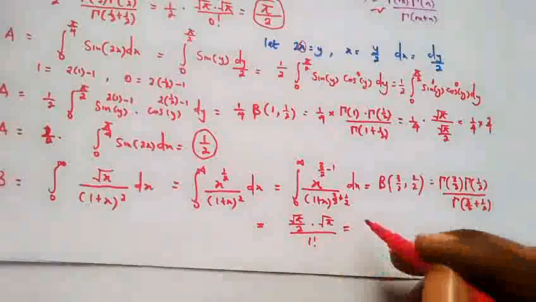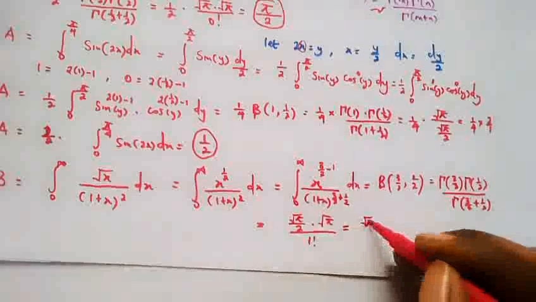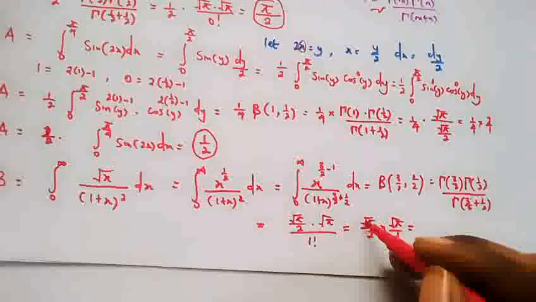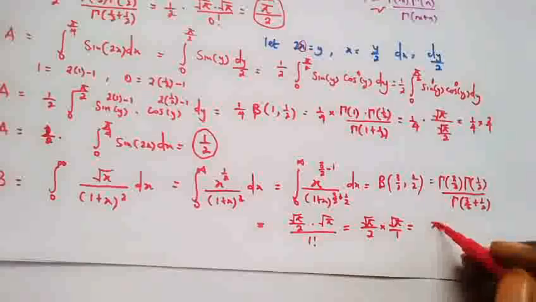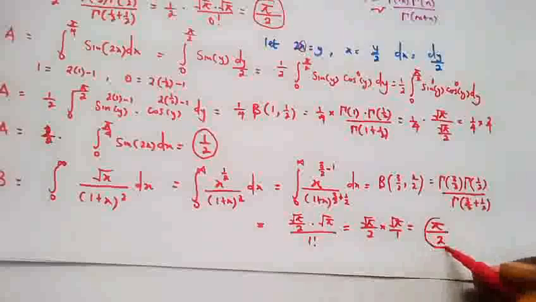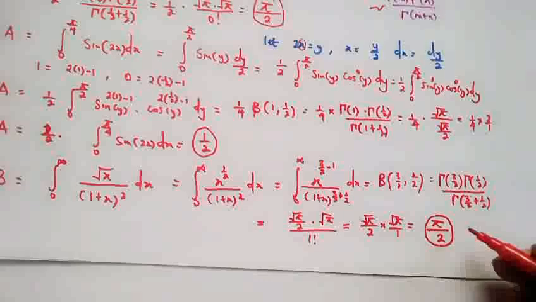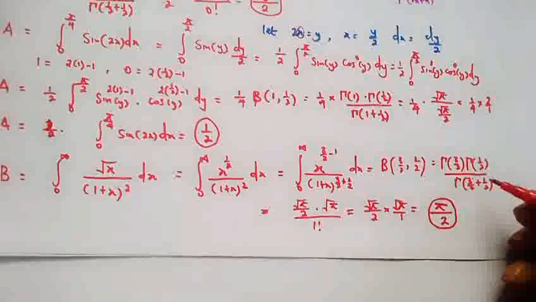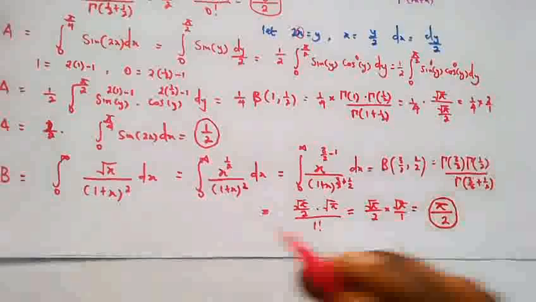So what do we have next? So we have square root of pi over 2 times square root of pi over 1, and this is equal to square root of pi times square root of pi is pi over 2 times 1, that is 2, and the required answer to the problem is what? Pi over 2.